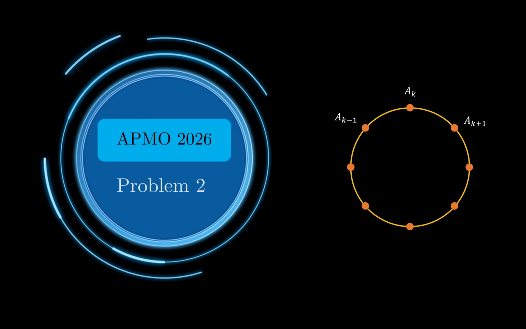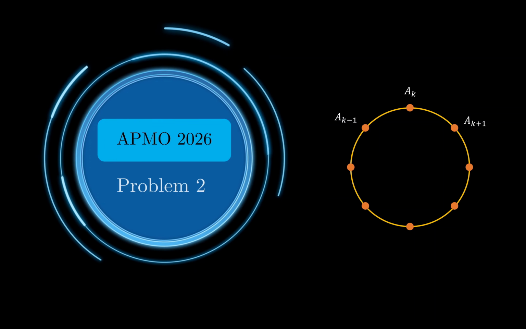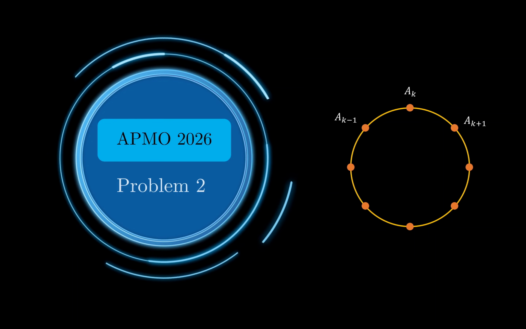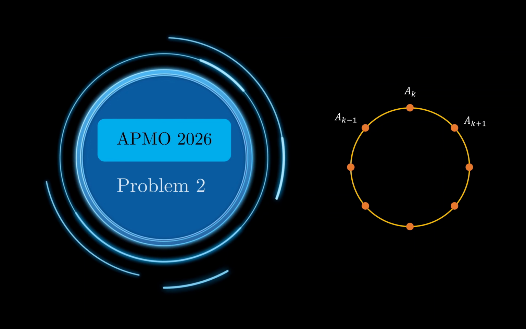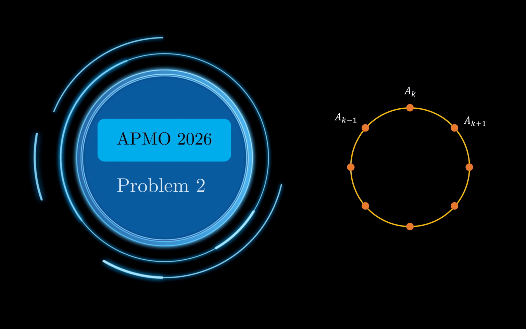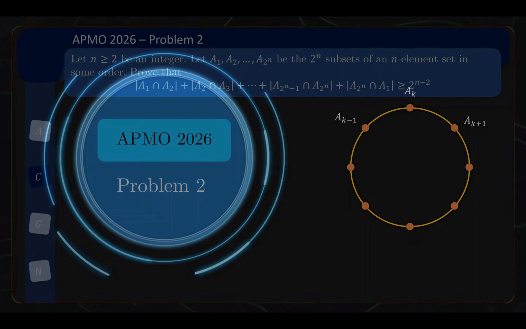So today we'll be taking a look at problem 2 of the Asia Pacific Math Olympiad 2026. Now this is a really interesting combinatorics problem with an elegant solution, so I can't wait to share it with you. Without further ado, let us take a look at the problem statement.